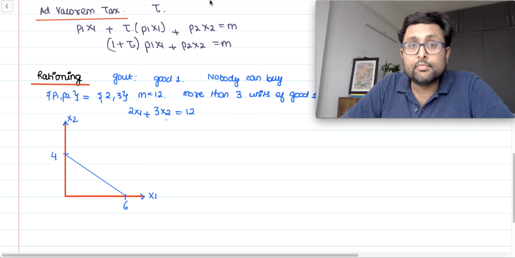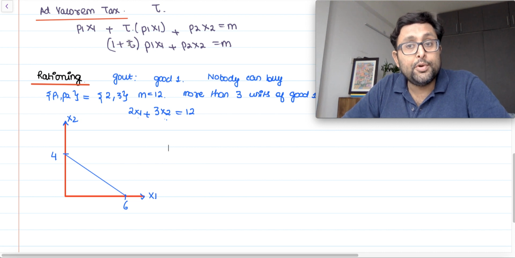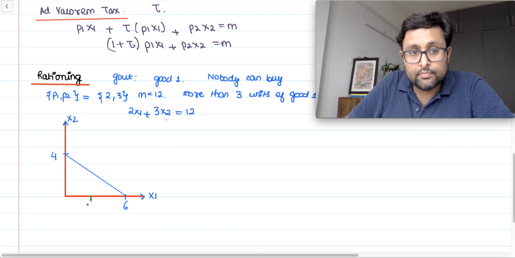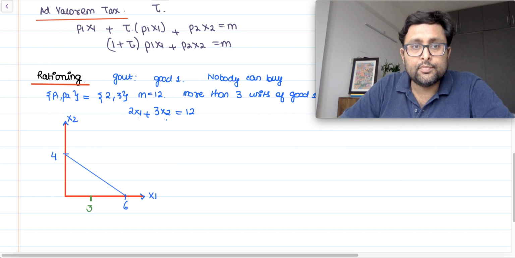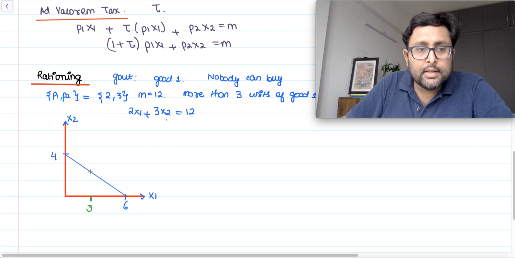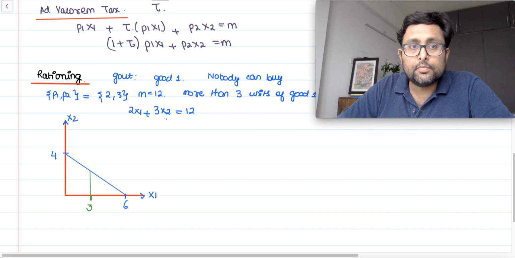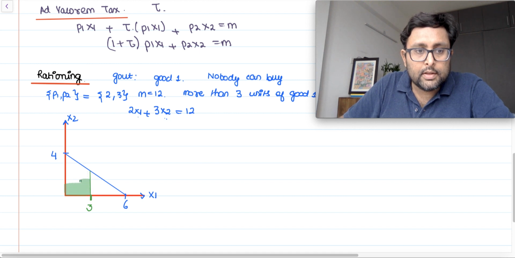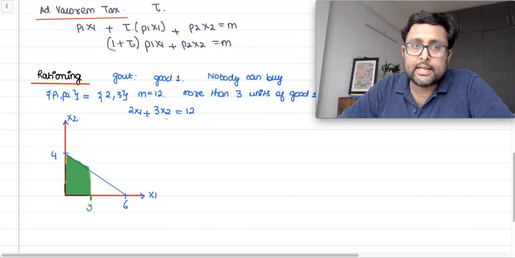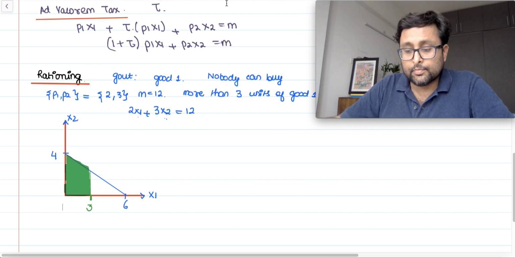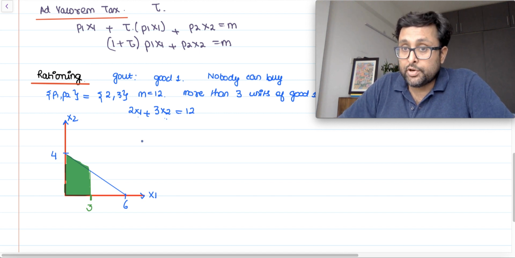Now when you have the rationing, you cannot buy more than 3 units of good one. If you were able to spend your entire income on good one, you could have bought 6 units, but now you cannot buy more than 3 units. So there is a rationing here at 3, which means this part of the budget set is chopped off. Only this thing remains as your budget set. This is the case of rationing.